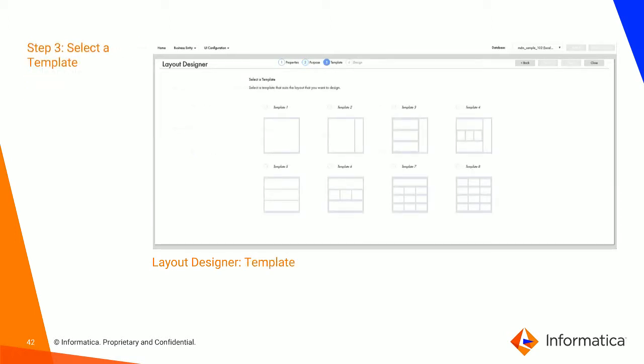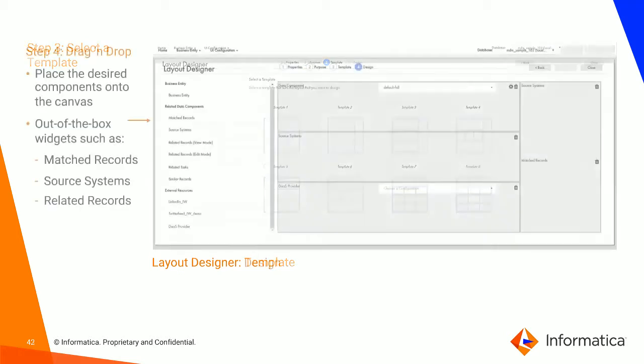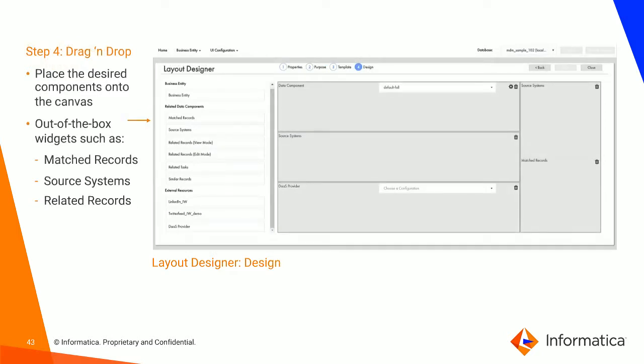Step 3 is where you define the template of the page. So this refers to the column layout and the row layout. How do you want your canvas to look? And this is a very simple step. You select one of the pre-built templates, and you move on to the final step.